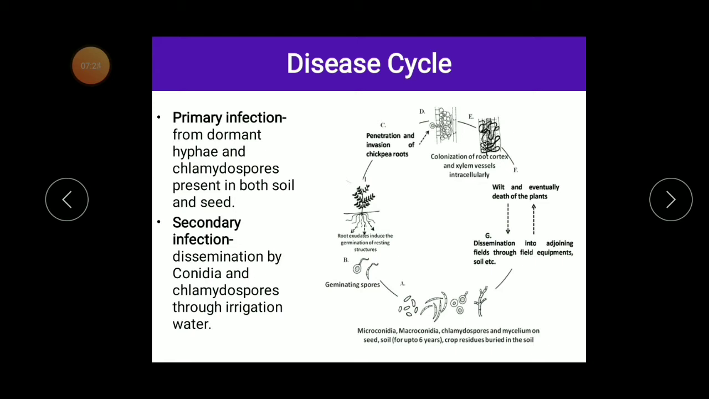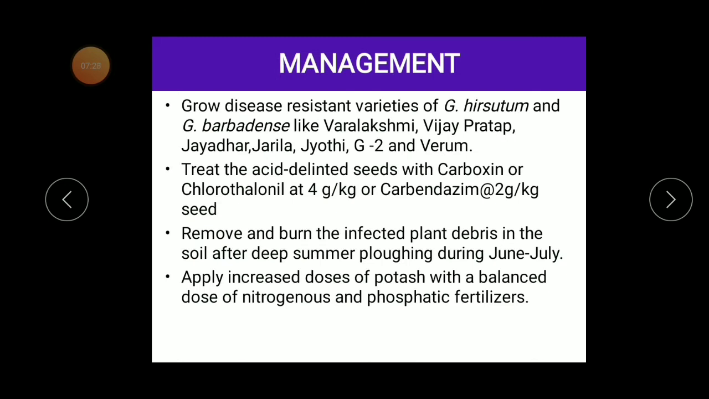The next one is management. In management, it is very important to manage the disease according to its characters and its disease cycle. We have to create a management structure, and these are a few management structures for this disease. First one is resistant variety. Resistant variety is a very brilliant idea to control the disease.